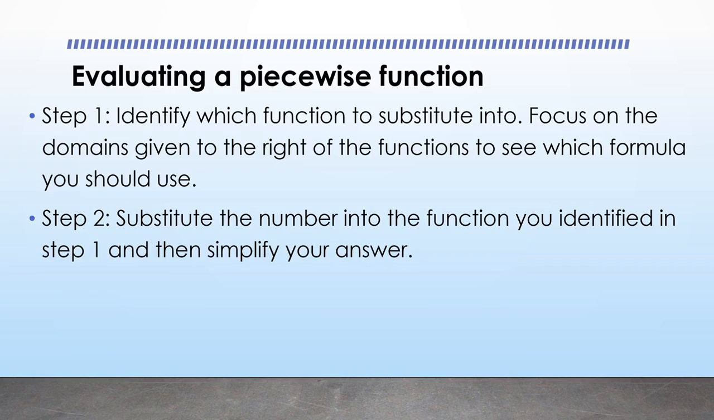The process for evaluating a piecewise function is basically dependent on being able to identify which function you need to plug into first. So to identify the function you want to substitute into, focus on the domain part, which is just to the right of the formulas, and then you should be able to identify, okay, well this number falls between these numbers, so now I know to use the second or the third function, whichever one you have. Then you can form the substitution for your second step and do any simplifying that you're able to.